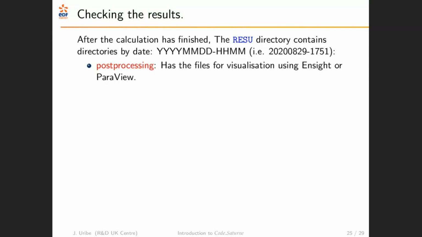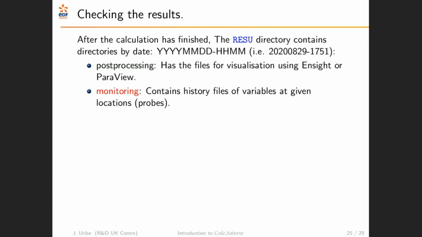So when everything goes all right, as I said before, your results would be in a directory that will have the date where it started. So you have the year, the month, the date, the hour, and the minute. And inside you will have the post-processing folder, which is what you can use to see the results and create things like contours, vectors, plots, or extract profiles, things like that.